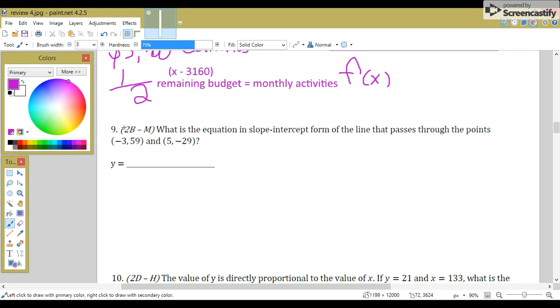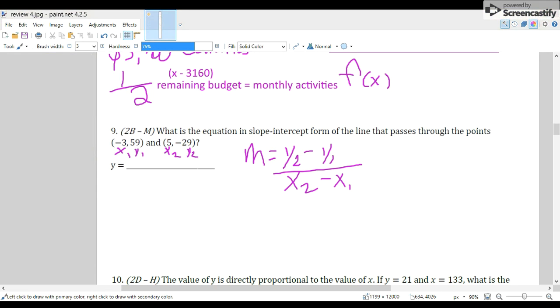Number 9, 2b. What is the equation in slope-intercept form of the line that passes through the points (-3, 59) and (5, -29)? For this one, we want to plug it into the slope formula. M equals y2 minus y1 all over x2 minus x1. So first, we want to label our points: x1, y1, x2, y2. Plug it into the formula.